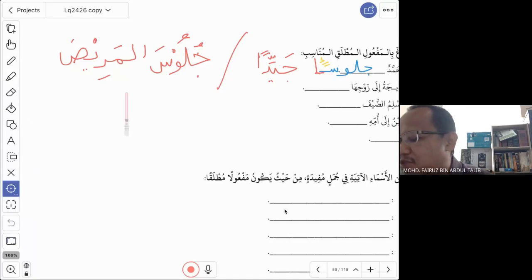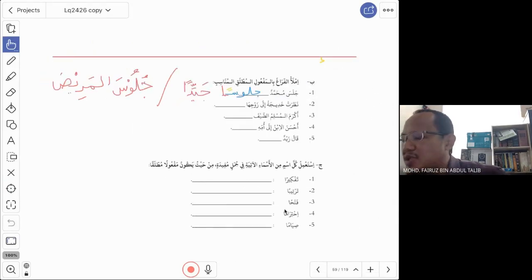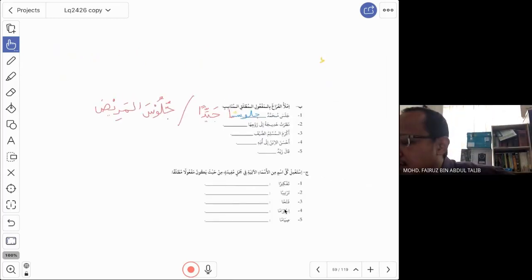So here I want to explain, how did he sit? Just like a patient, just like a sick person. Meaning that he sat like a sick person. So this can be a maf'ul mutlaq as well. But this is not to emphasize, this is to explain how did he sit, just like a patient. Okay, so that is another way of using maf'ul mutlaq in a sentence.